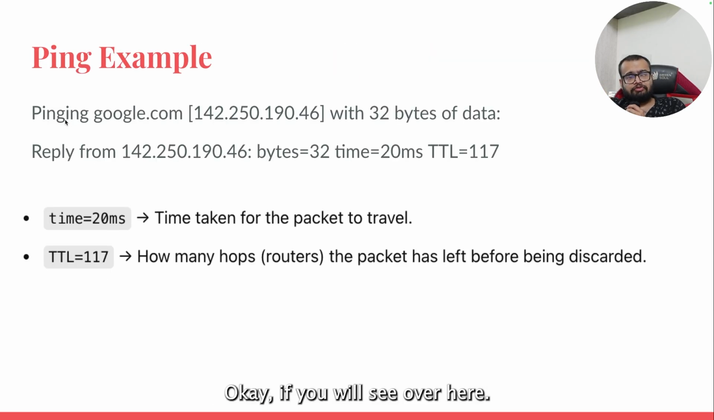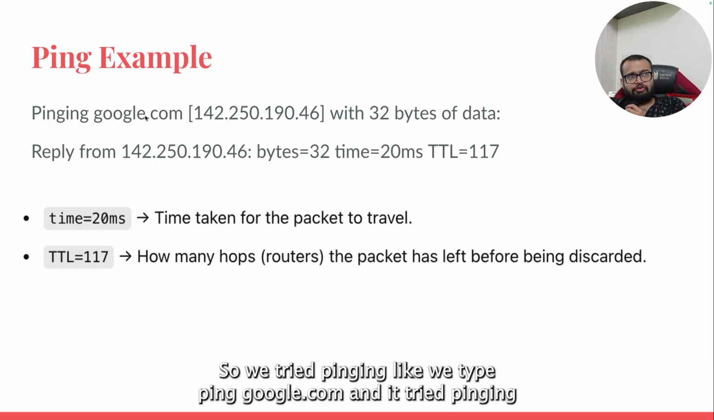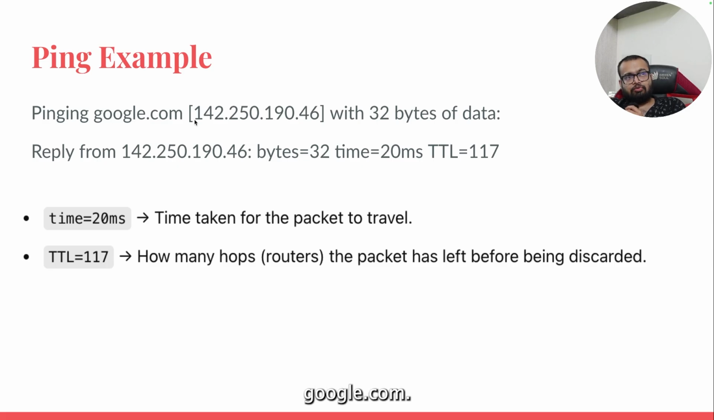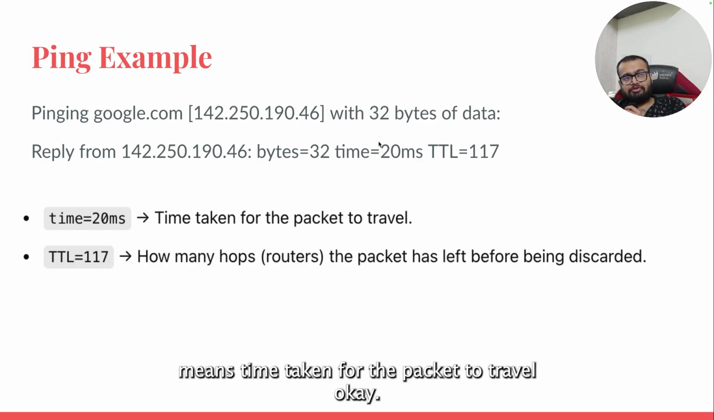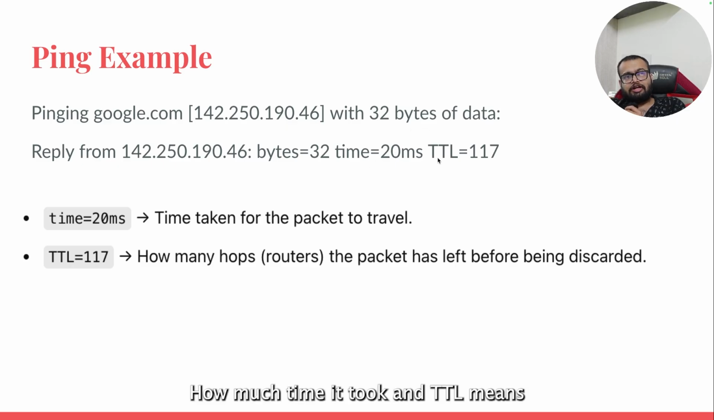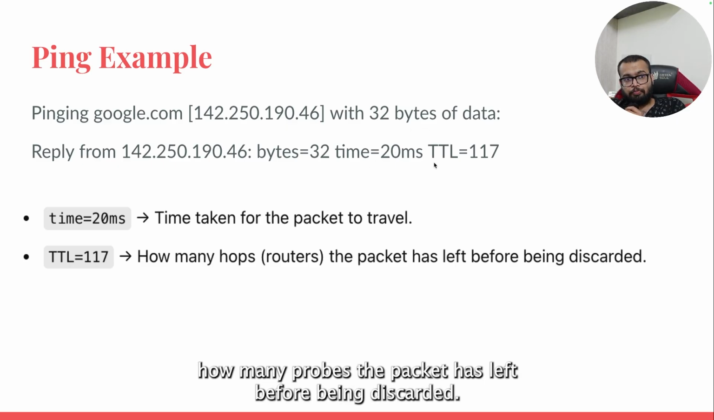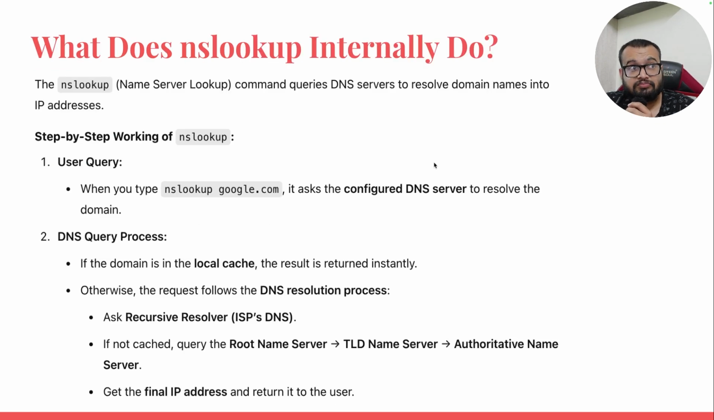If you look over here, we typed ping google.com and it tried pinging google.com, and here is some information: reply from, bytes 32, time, TTL. Time equal to 20 ms means the time taken for the packet to travel, how much time it took, and TTL means how many hops the packet has left before being discarded.